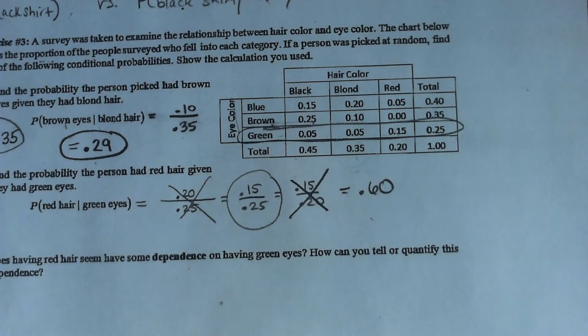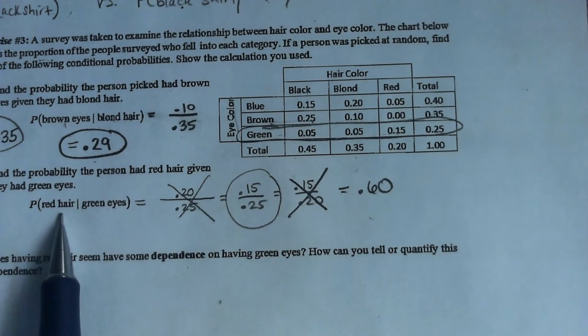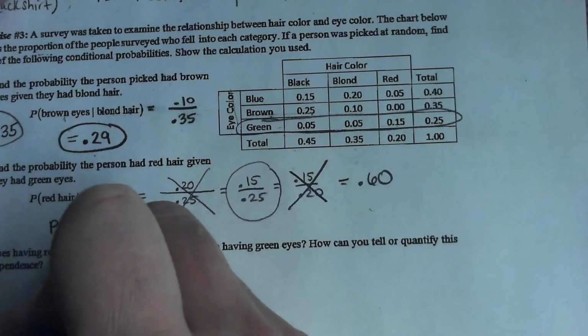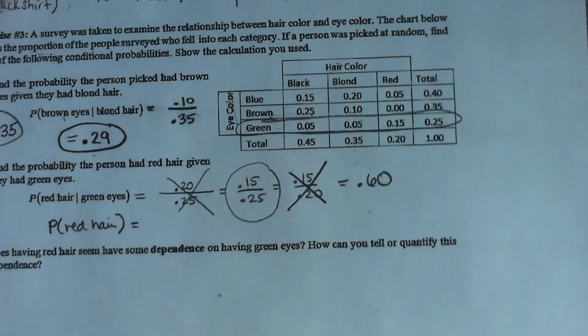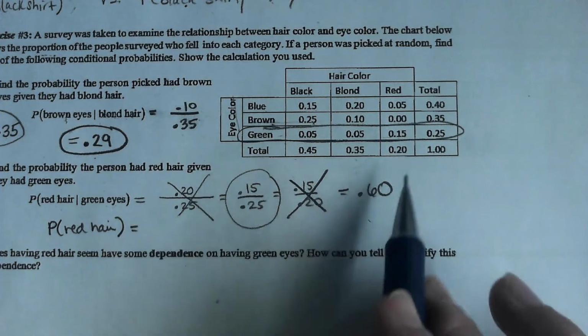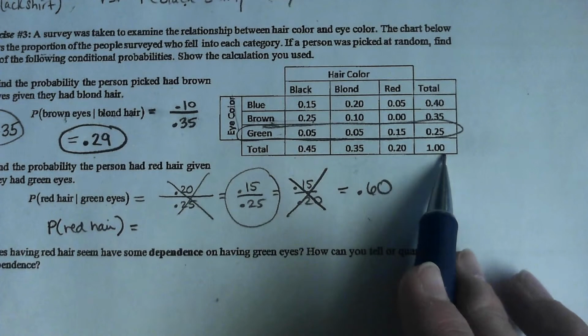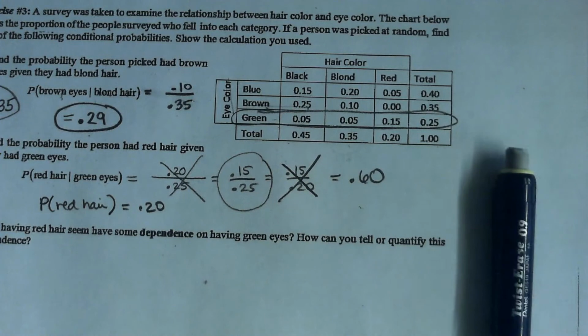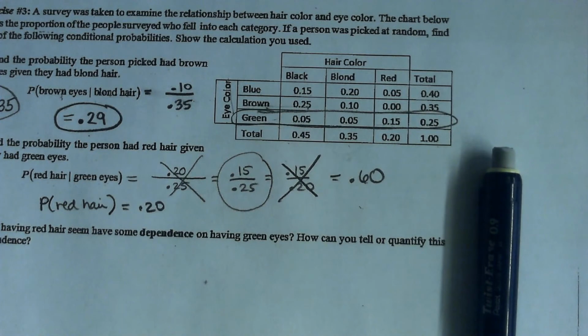I'll double check that. So what would we compare this to? If we just calculated the probability of red hair, but it was with a given conditional, you would compare this to the probability of having red hair, period. And what is your probability of having red hair overall? 0.20 out of 1, which is just 0.20. So having red hair is rare, right? 20% of people. Very rare.